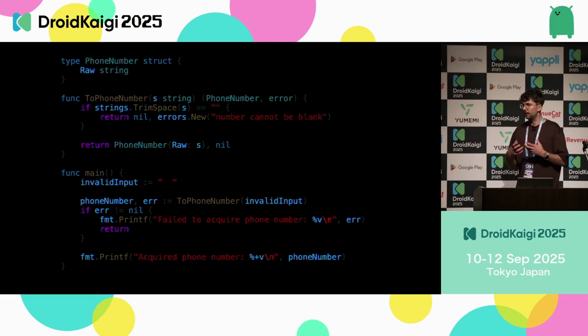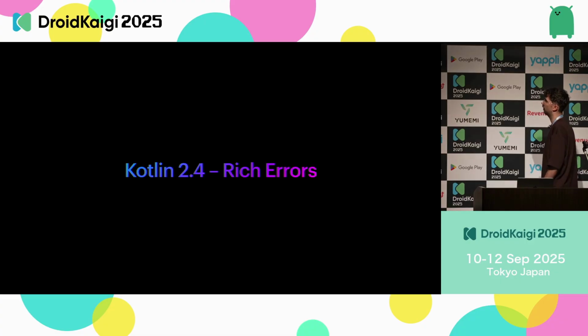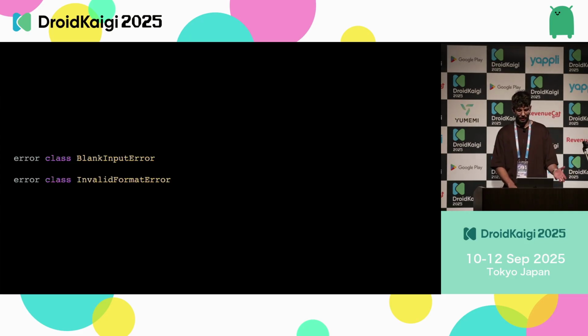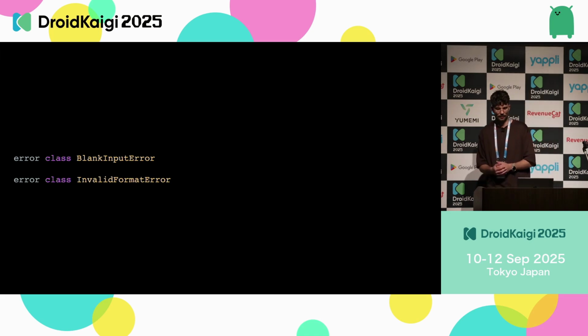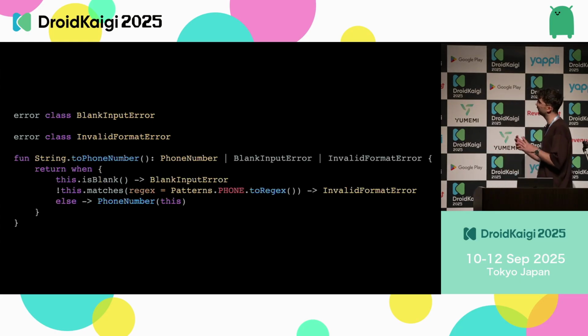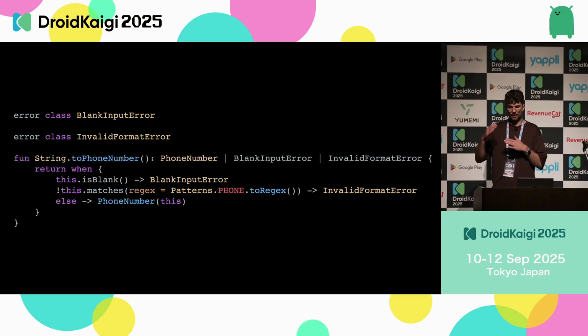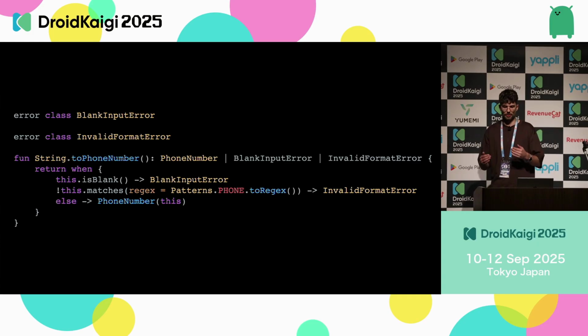So I think in that way, Kotlin is a little bit lacking, but good news is that the Kotlin team actually wants to address it. So starting with Kotlin 2.4, there are rich errors coming. What are rich errors? We will get a new keyword, error, that we can add to our classes. And what it allows us to do is a kind of error union types. So you can see that our function now returns a phone number, but we have this new operator, and you have blank input error and invalid format error after that.